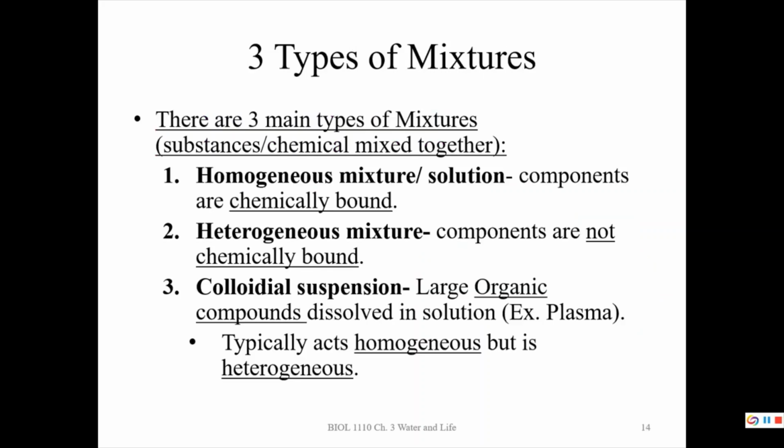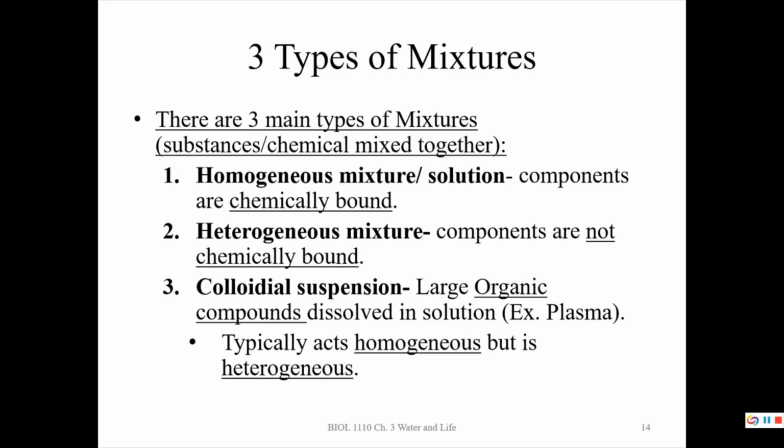Now let's talk mixtures. We're going to move into another area called mixtures here. Mixtures are going to be in three types. We call them a homogeneous mixture, a heterogeneous mixture, and then in biology, I'm going to add the colloid. Now, colloid kind of tries to be a little bit of both, and we're going to see about this.